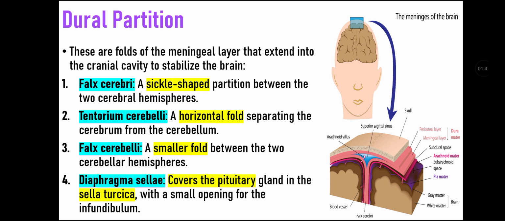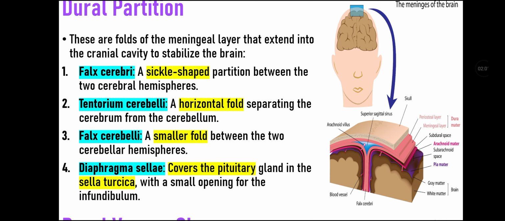It has diaphragma sellae that covers the pituitary gland in the sella turcica with a small opening for the infundibulum. So there are four dural partitions. The dural partitions are basically folds of meningeal layer that extend into the cranial cavity to stabilize the brain.